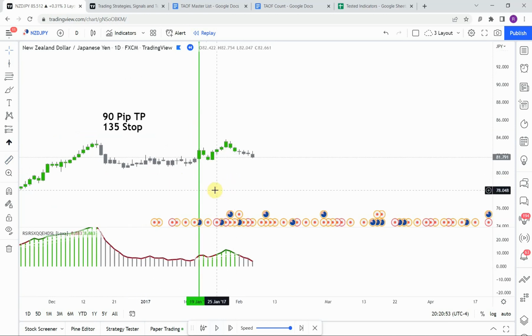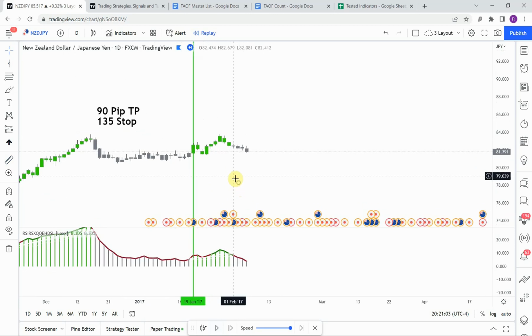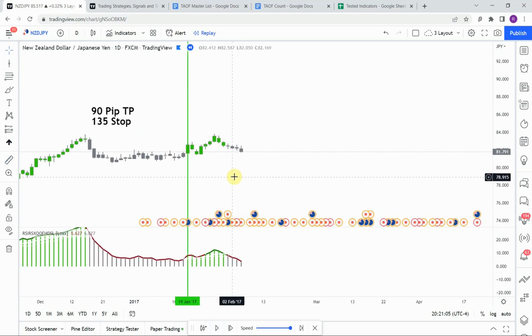All right, so the first signal that we pick up is a long signal. You can see right here, we get that switch to the green candles there. We get a little bit of a pullback and then a push to the upside, which does come up and get us to our take profit. Let's go ahead and continue on.